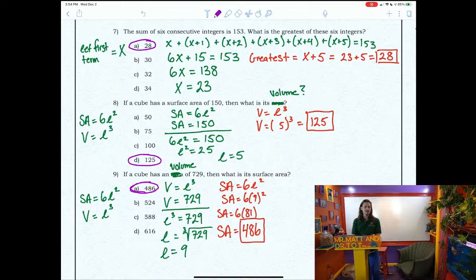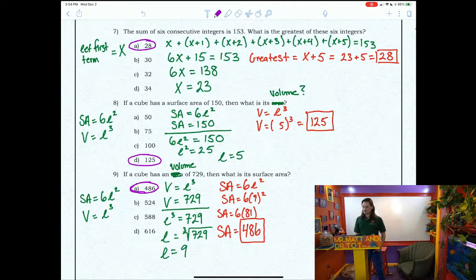But don't be misled by achieving the isolation of the variable. A lot of times students think, oh, well, I isolated the variable, so my answer is 23. You have to go back to the question and see what the question is actually asking you and how you should use that variable, that answer, in order to actually answer the question. So they're asking here for the greatest possible value of these 6 integers. The greatest integer would not be x, it would be the last term, which is x plus 5. So x plus 5, when x is equal to 23, is going to be 28. So the answer to number 7 is A.